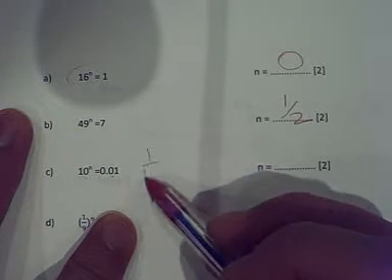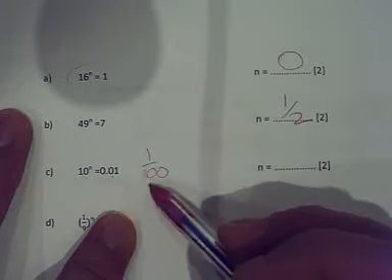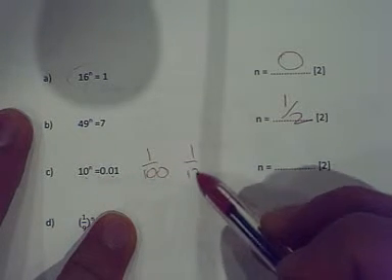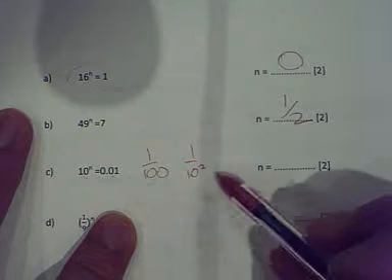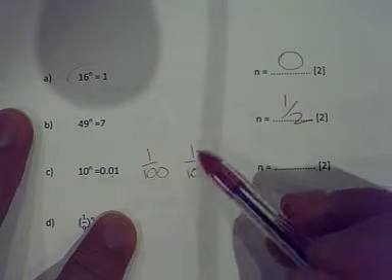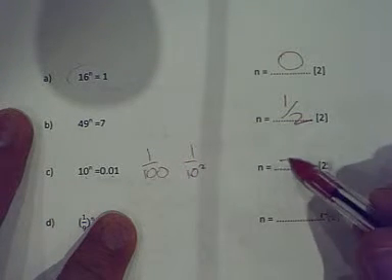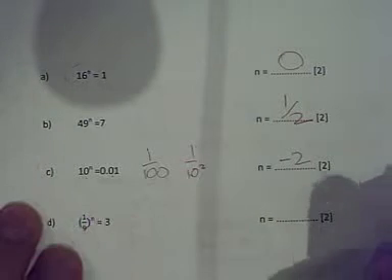0.01 is 1 over 100. What is 100 in terms of powers of 10? It's 10 squared. So if 10 squared is 10 to the 2, 1 over 10 squared is 10 to the minus 2. That was tricky.